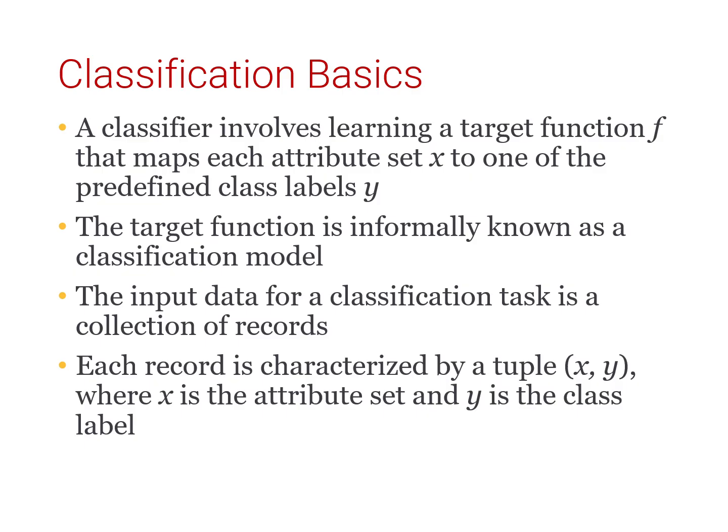By analyzing the patterns and relationships within the attribute set, the classifier learns to discriminate between different classes. It identifies the distinguishing features that set each class apart from the others, allowing it to make accurate predictions on new instances. The class label y, on the other hand, provides the ground truth or the actual category of each record in the training data.